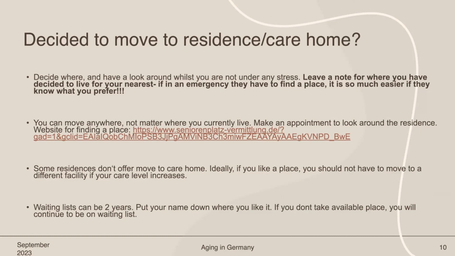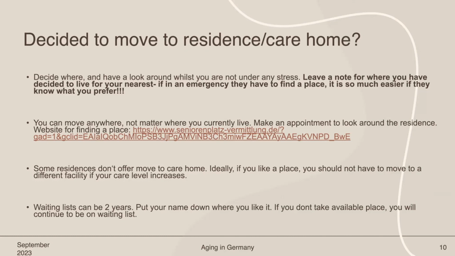You make an appointment where you would like to have a look. Have a look at this link to find a place where they have care homes, and then make an appointment and look around. Some residences, some old age residences, don't offer to move you to a care home, meaning you can have a care level where you don't really need a permanent caretaker. You just want some emergency buttons and easily accessible medical care. That is sort of the lowest level of care.